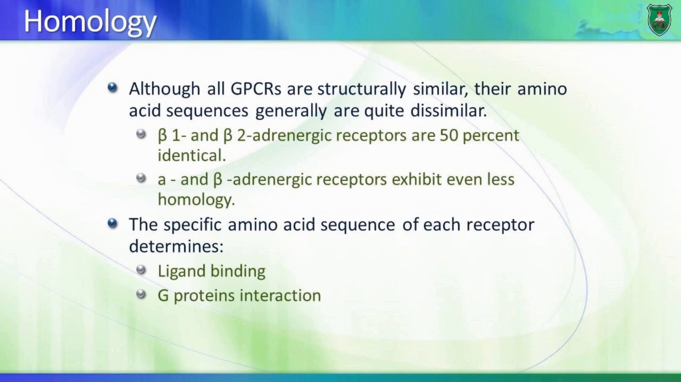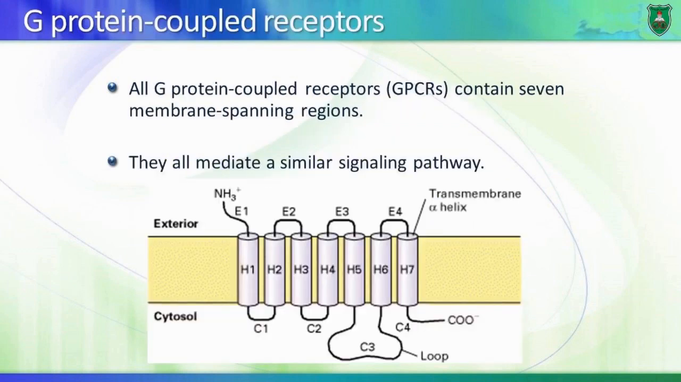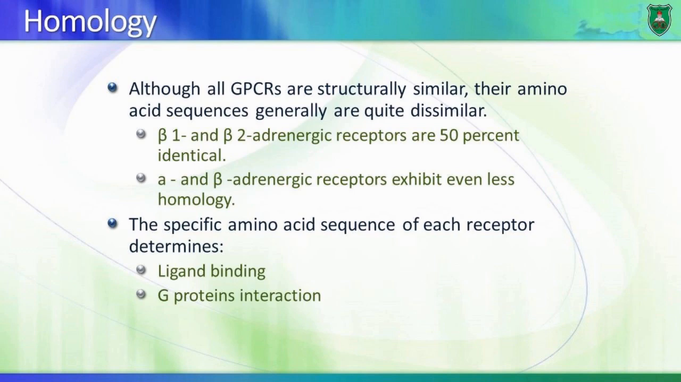But overall, there are 2 important domains or segments of these receptors. One of them is the ligand binding domain, which is extended to the outside, and we have also to the inside the G-protein binding domain as well. So they have homology in terms of that, but differences as well to specify the type of G-protein that binds to the receptor. All right.